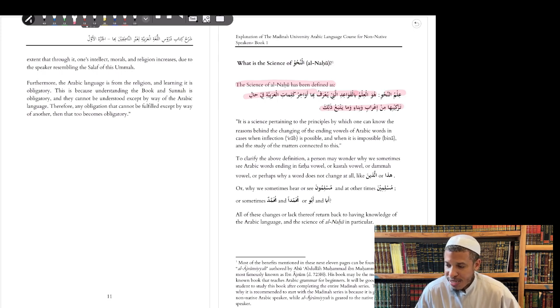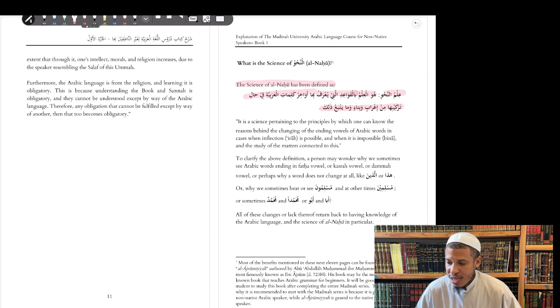It is a science pertaining to the principles by which one can know the reasons behind the changing of the ending vowels of Arabic words in cases when inflection, meaning i'rab, is possible, and when it is impossible, meaning when the words are mabni. And we explain that, inshallah ta'ala. Mabni means that they're unchangeable.